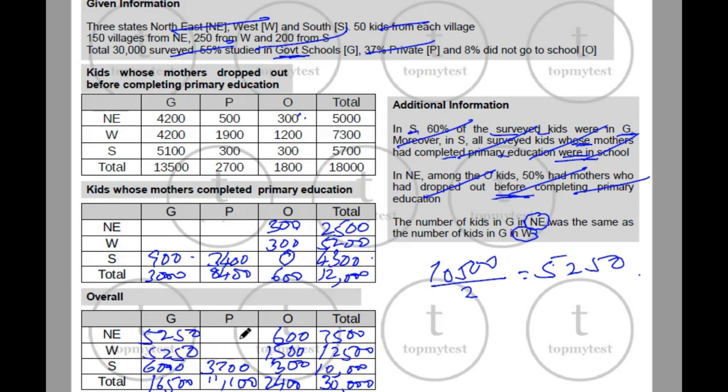Now I can add along the row and find this. I can subtract this from this and find this. So let's do this quickly. 5,250 minus 4,200 is 1,050. This should also be 1,050 because the numbers are equal. Okay, this total should be 5,275. Okay, this total will be 7,500. So this is 5,250 plus 600 will be 5,850. So 7,500 minus 5,850 will be 1,650.